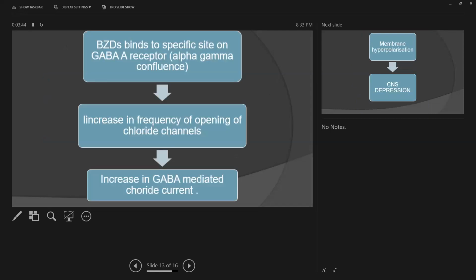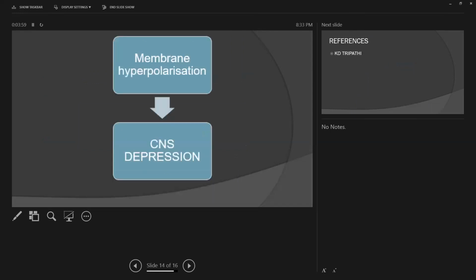Benzodiazepines bind to a specific site on GABA-A receptors, the alpha gamma confluence, and increase the frequency of opening of the chloride channel. More chloride ions enter the lumen of the complex, causing more hyperpolarization. The increase in GABA-mediated chloride current and membrane hyperpolarization leads to CNS depression.